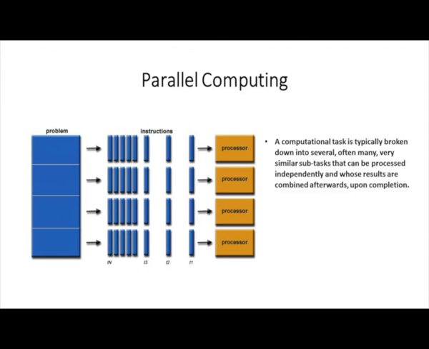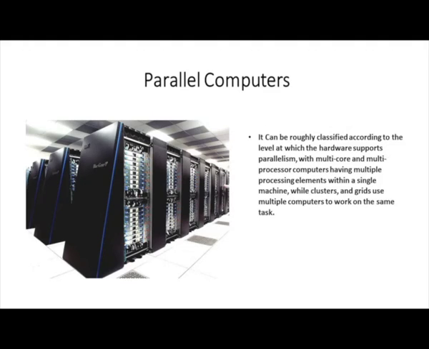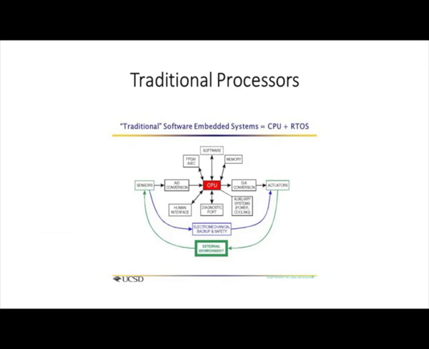Parallelism has long been employed in high performance computing, but it is gaining broader interest due to the physical constraints preventing frequency scaling. It can involve multiple processing elements within a single machine, while clusters, MPPs and grids use multiple computers to work on the same task. Specialized parallel computer architectures are sometimes used alongside traditional processors for accelerating specific tasks.